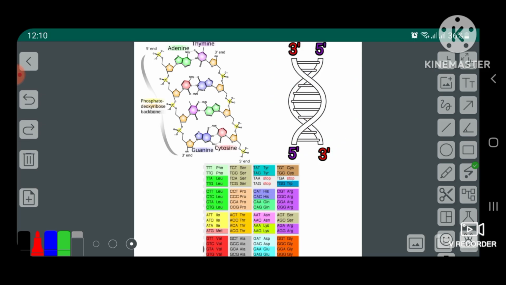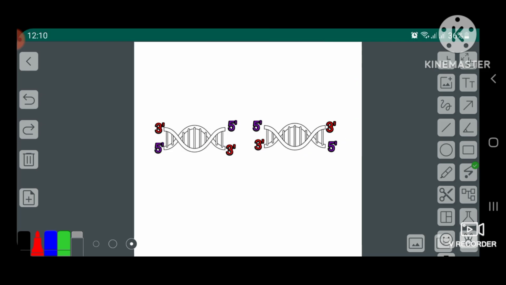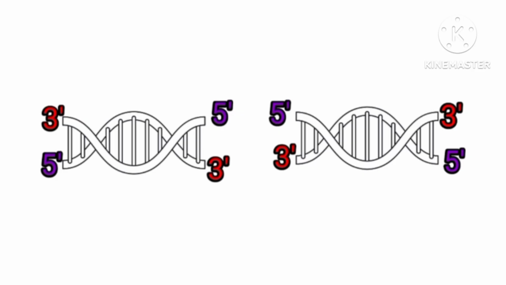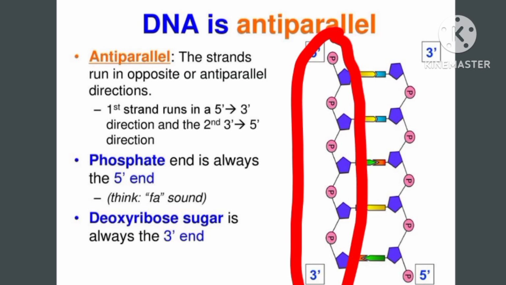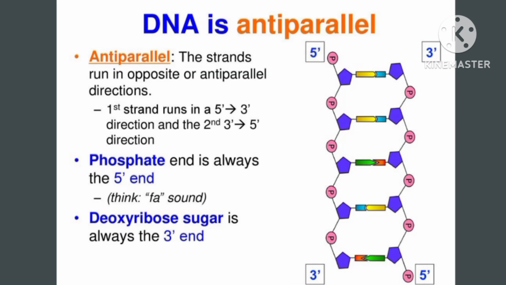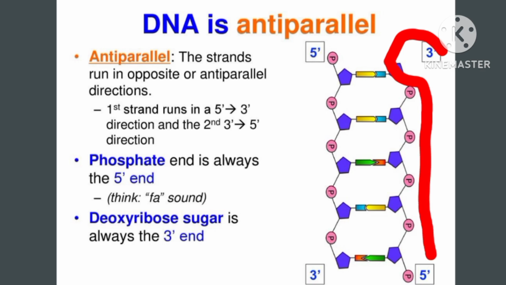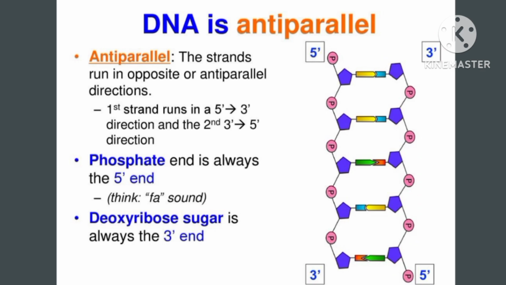Both strands are antiparallel. How to read a horizontally arranged DNA? It is read from left to right. In this DNA, this is the coding strand. In this DNA, this is the coding strand. The coding strand is also called the sense strand. The other strand that runs towards the 3' to 5' direction is called the template strand or antisense strand.